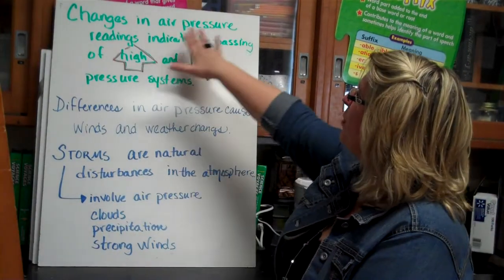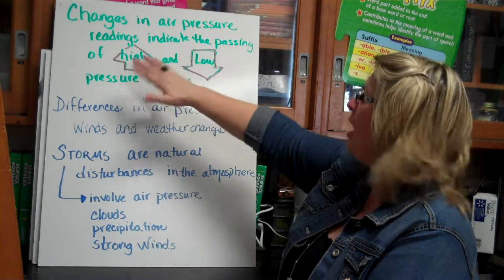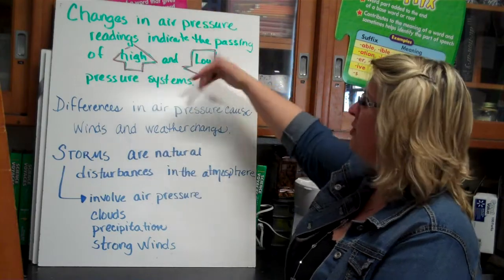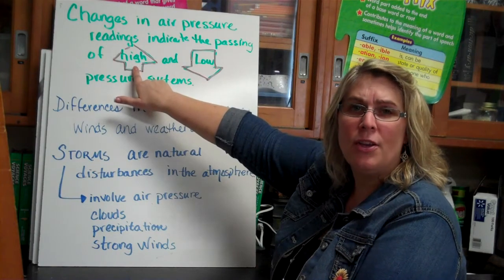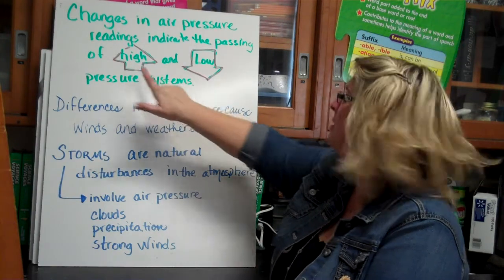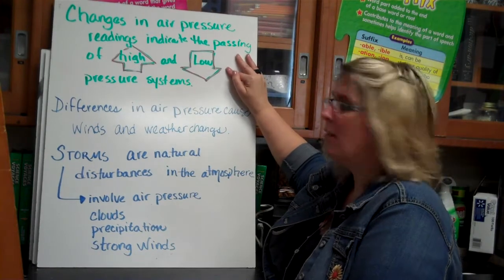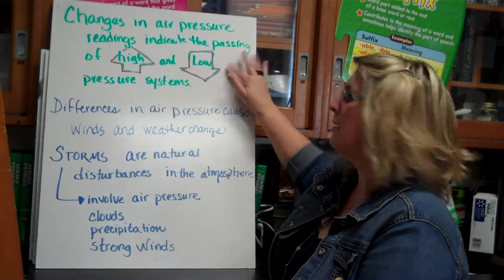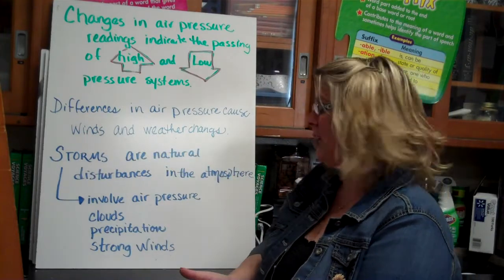Now, the changes in air pressure readings indicate the passing of a high air mass, a high air pressure system, or a low air pressure system. What you want to look at is that high air pressure systems indicate fair weather and pretty days. Low air masses indicate storms are coming, or you're going to have inclement weather. Inclement meaning bad. The differences in air pressure cause winds and weather changes.